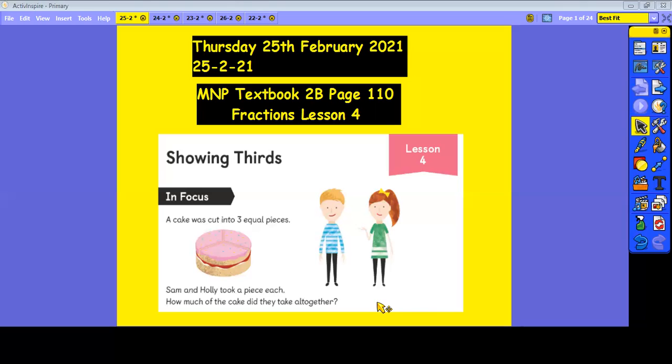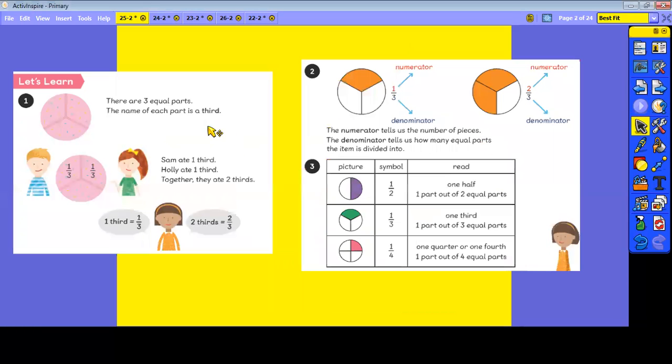Have a little think. If it's cut into 3 equal pieces and they took 1 piece each, how much have they taken and eaten all together? I'm sure you're all shouting the answer out right now. Okay, so if the cake is divided into 3 equal parts, which it is, the name of each part is a third. Say that for me. The name of each part is a third, or 1/3.